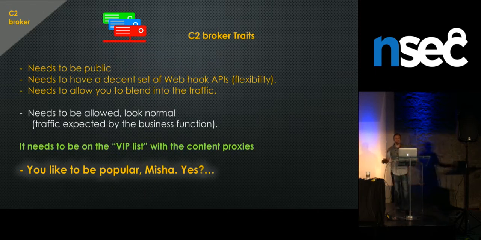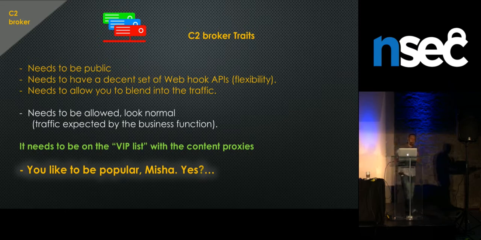And so we're talking about a C2 broker, right? C2 is somewhere on the other side of the planet. How do we broker this information? The traits of a C2 broker: it needs to be public, right? Because you need to get out to a site that is visible, and then that site needs to post somewhere else that is also public. It needs to offer a decent set of webhook functionality so we can be a little bit more flexible. And most importantly for the red teams, we have to blend into the traffic, right? Things are being watched. So whatever we can do to maximize our chances to get out safely, that's what we're going to do.